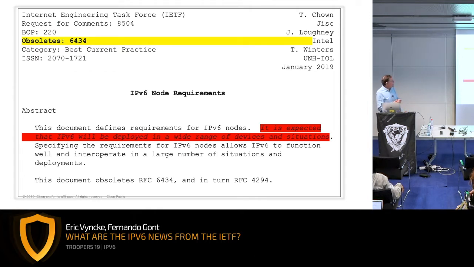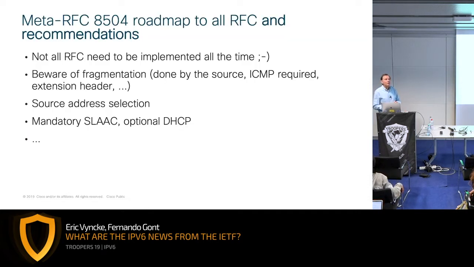There is an RFC that has come out as well, which replaces another one, which is IPv6 node requirements. What is it about? It's basically a roadmap telling the implementer or deployer, please read this and this and this. But you don't need to use everything. Just beware, for instance, of fragmentation. Beware of source address selection. And to come back to Fernando's point, SLAAC, stateless address autoconfiguration, is mandatory. DHCP is optional.